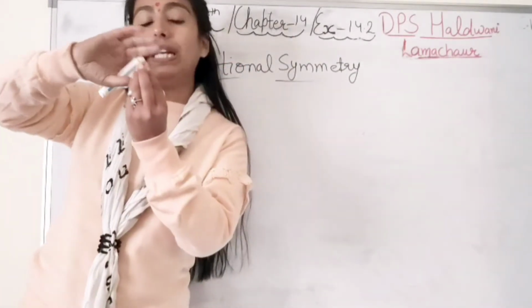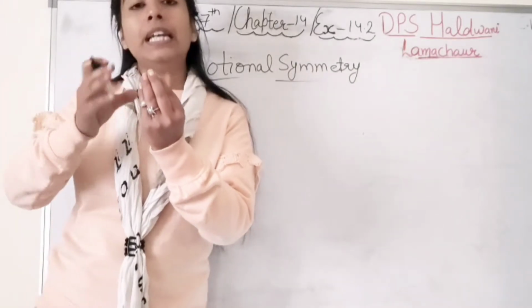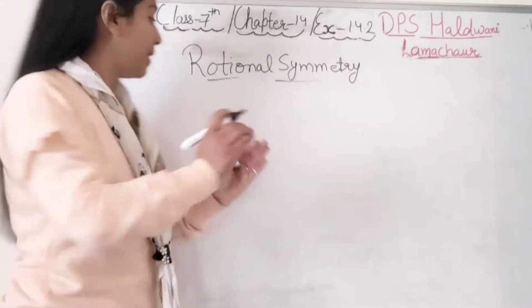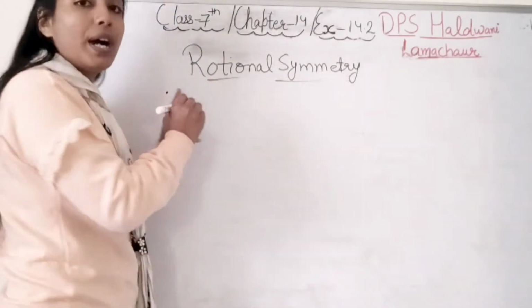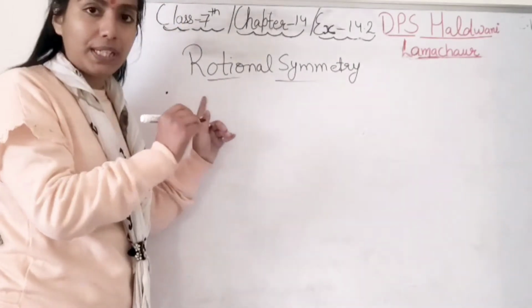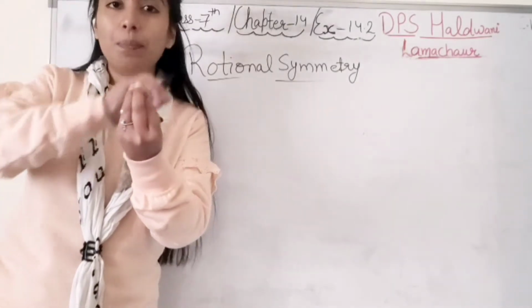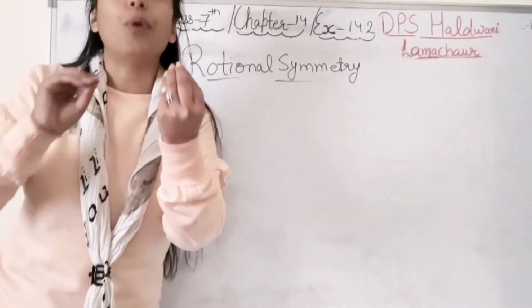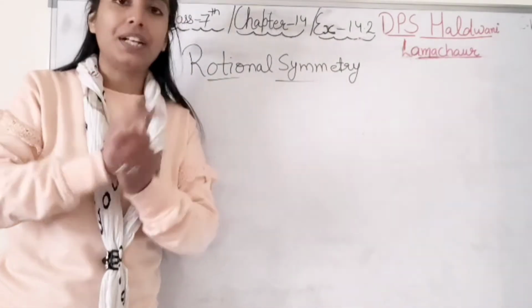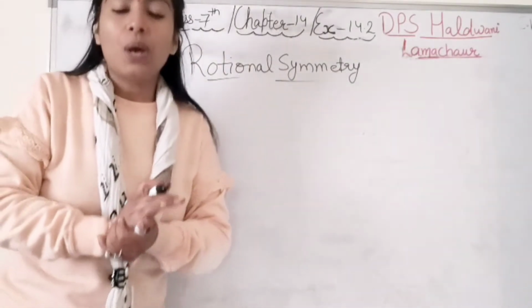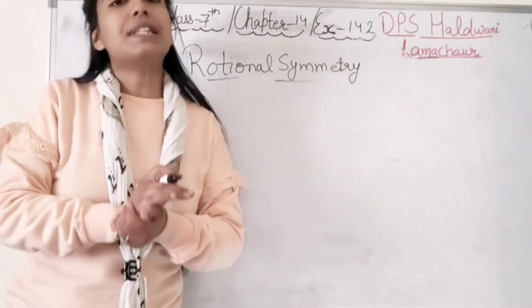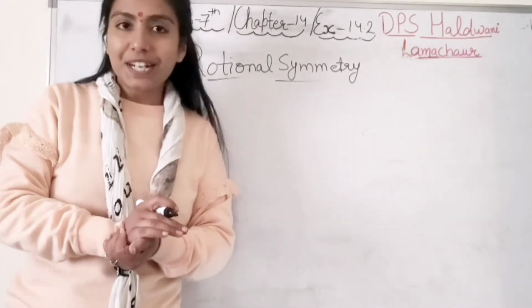When you are rotating any figure through 360 degrees. Now what does 360 degrees mean, students? It means it ends at the same point where it started. 360 degrees means one complete angle: from where it has started, it has ended at the same point only, right? That is called rotational symmetry, when we rotate any given figure through an angle of 360 degrees.